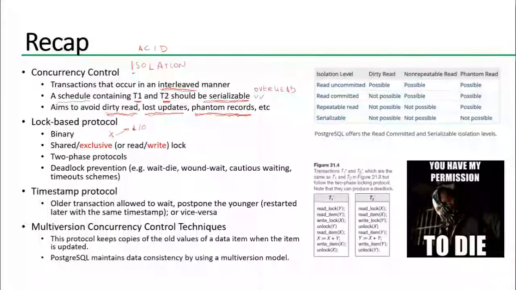1 means it's locked, so no other transaction can read or write X. But if the lock for X equals 0, it means that X is available. Then you can lock it and do whatever you want with X, and then you unlock, so it's not locked anymore, now it's 0, and it's free to use. It's a very simple protocol, but again there's a high overhead for doing so.